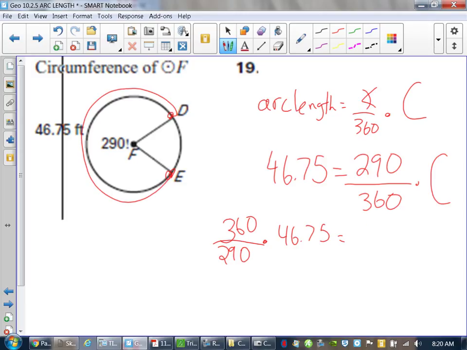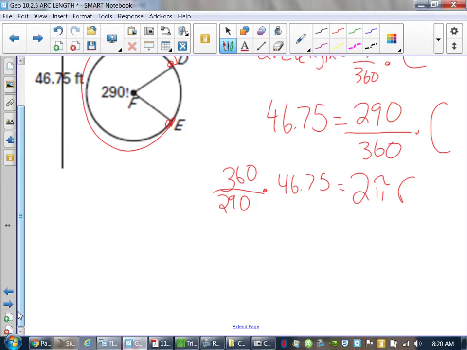Instead of asking circumference, I want to figure out what my radius is. So let's get the decimal equivalent of what you have right now on the left-hand side. You have 360 divided by 290 times 4675. What is it? All right. So right now in the calculator, you have 58.03 and so on. That equals 2 pi r. Are we okay with that? So whatever that answer you have in your calculator, you need to divide that by 2 pi.